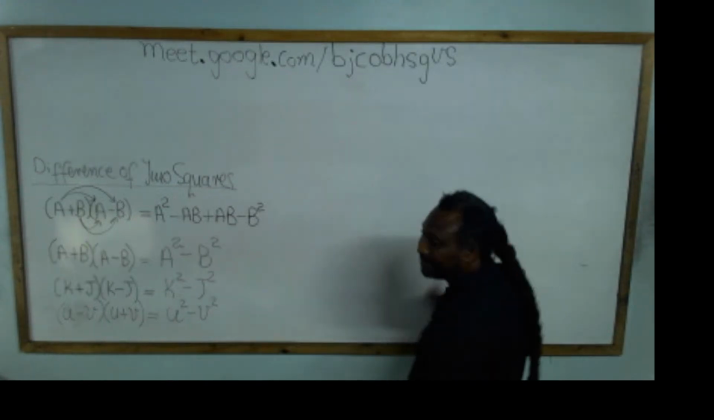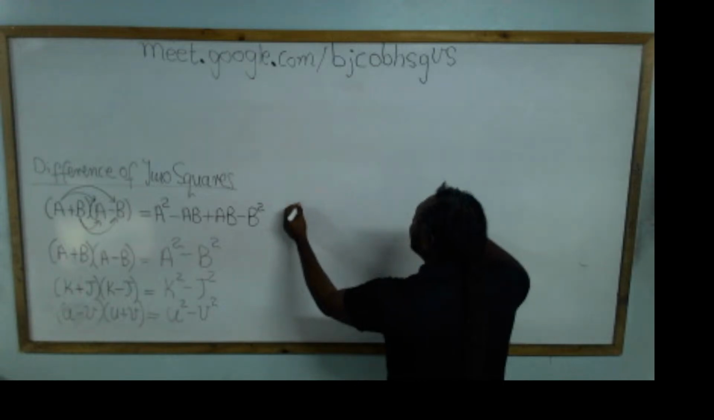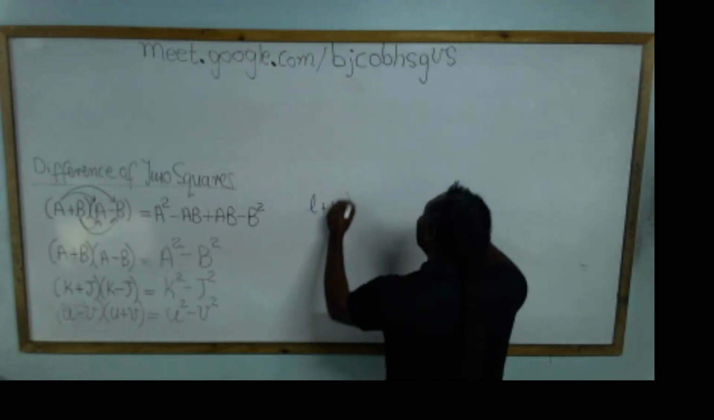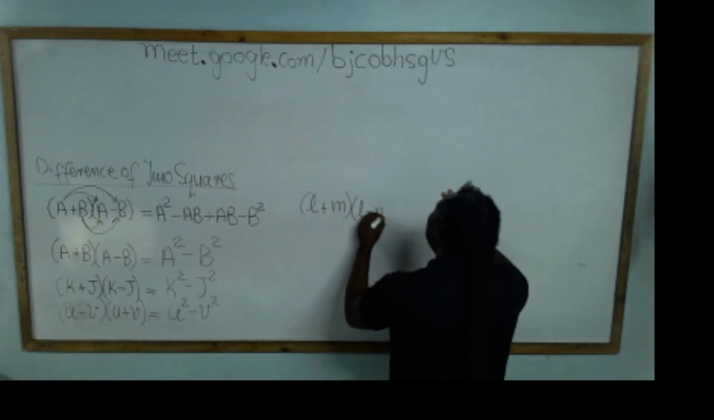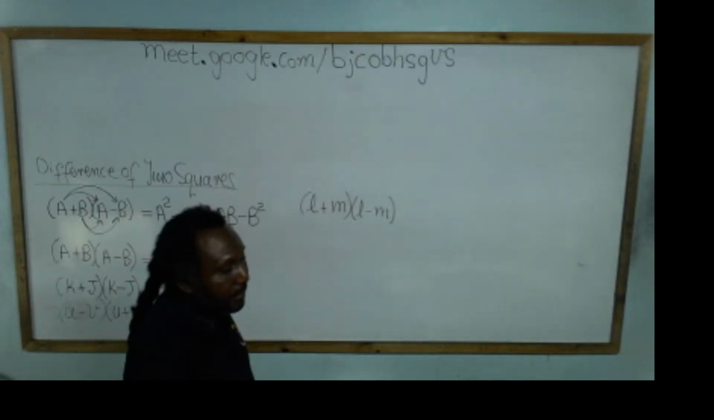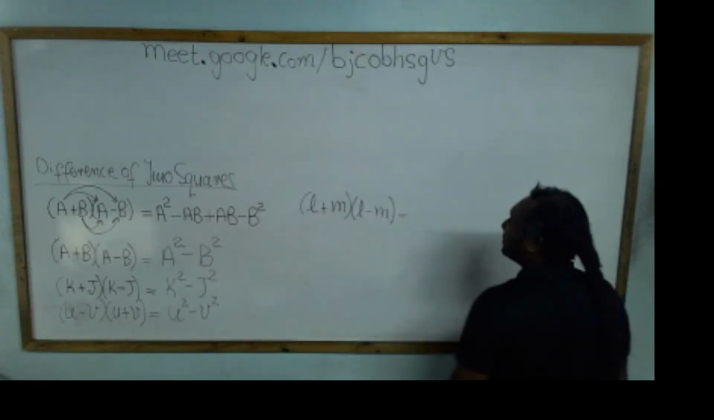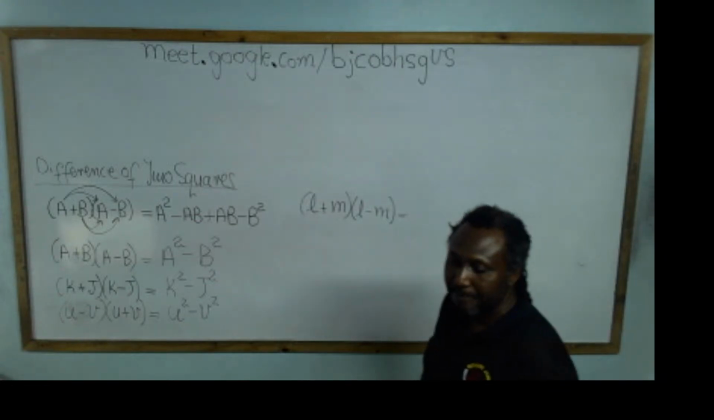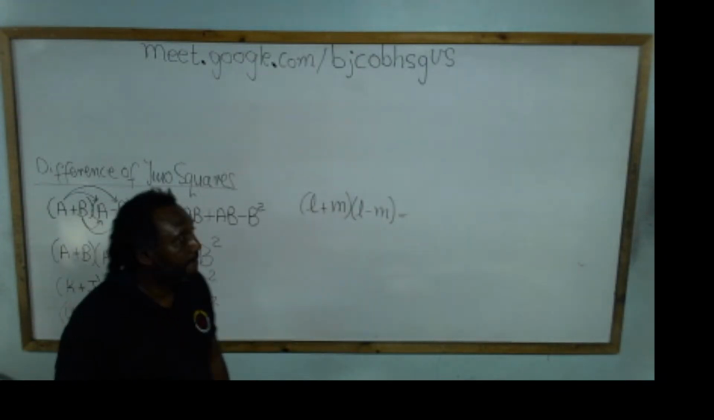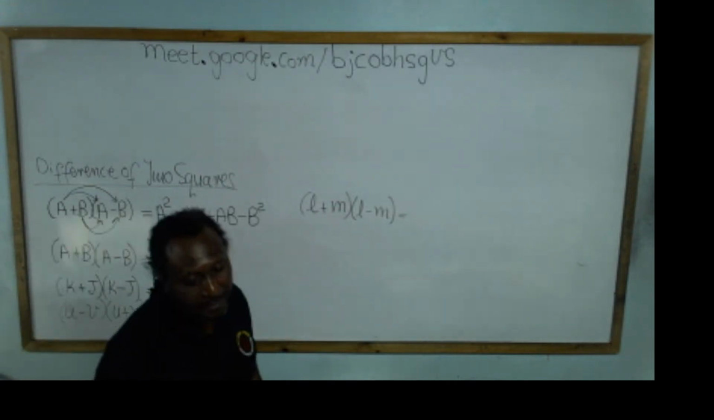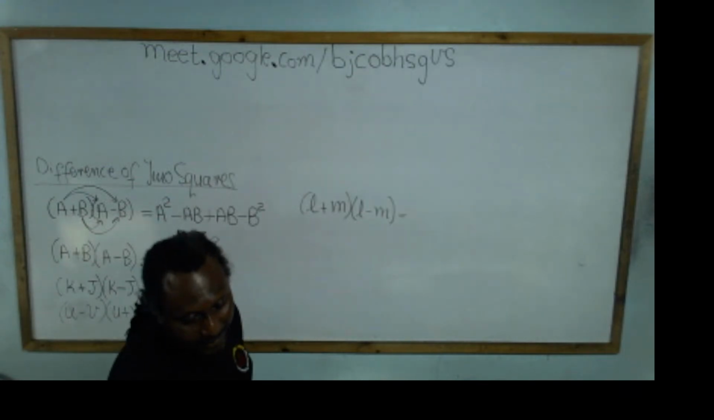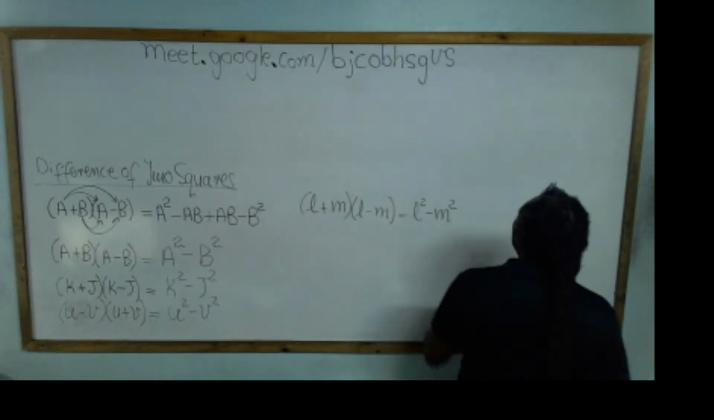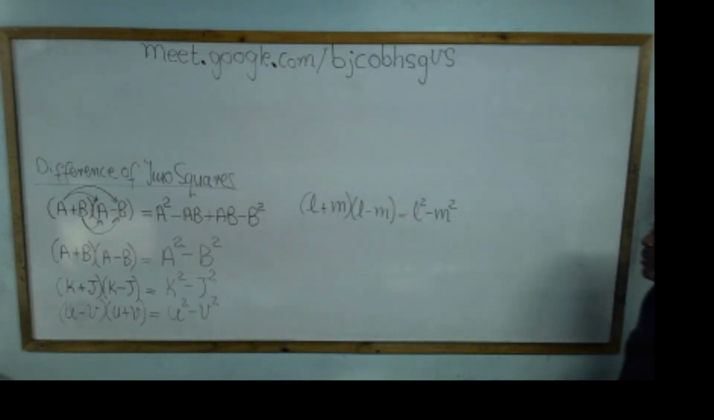So here's another one. If you have L plus M in one bracket and L minus M in the other, what will the result be? What will the result of that be? L squared minus M squared. No problem.